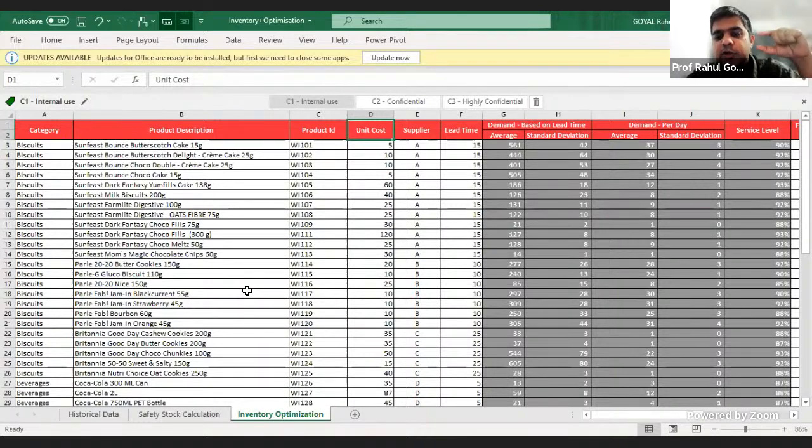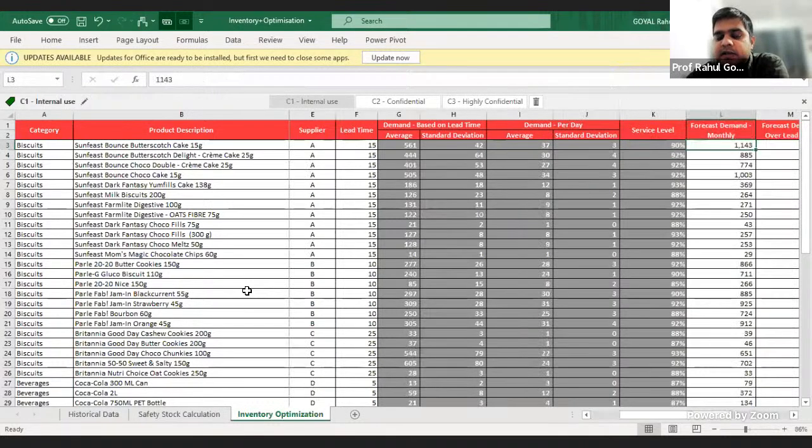Because safety stock is only to take care of the variability, but there is also stock that you need to have for that cycle, to fulfill your average demand, right? So what is the total inventory that you will be carrying? For example, for this product, the unit cost is 5, it is coming from supplier A, the lead time is 15 days, right? And you have the 15-day equivalent of average demand, which is 561 units, and the standard deviation. You have the average demand per day, right? The service level is 90%.